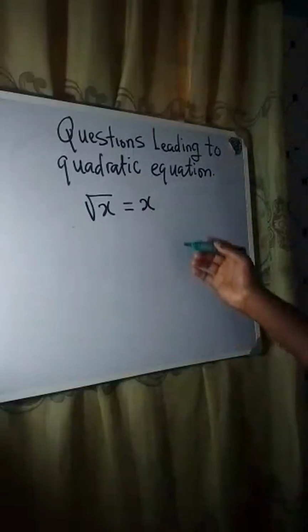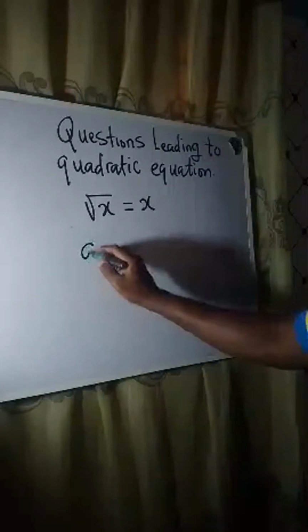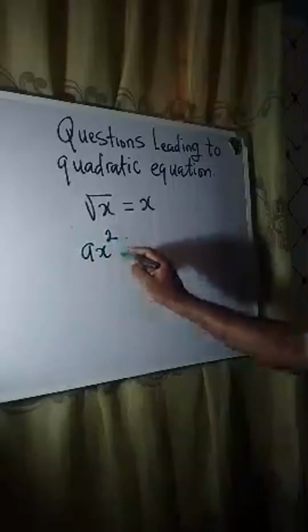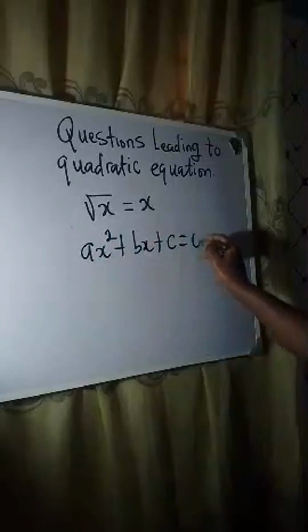So this kind of question is not yet a quadratic equation, but when we start to solve it, it can lead to a quadratic equation. And what is even a quadratic equation? A quadratic equation is an equation that has the highest power of 2. Example, we have ax squared plus bx plus c equals 0.